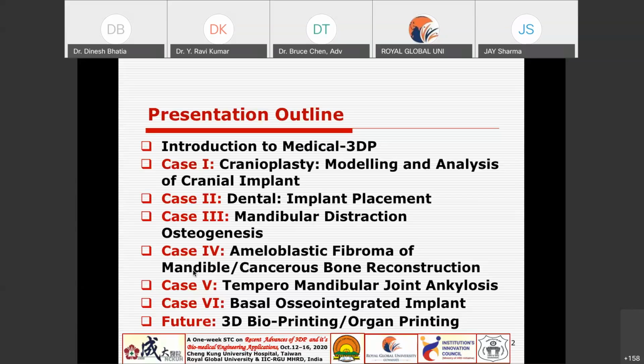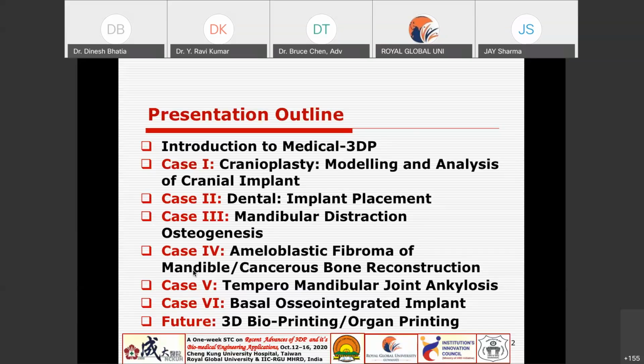Another case is dental implantation using 3D printing technology, and how these models are helpful for placing an implant at the right position. The third case is mandibular distraction osteogenesis, the reconstruction in oral maxillofacial surgery, and one cancerous case showing how this technology is helpful for designing an implant for that cancerous patient.